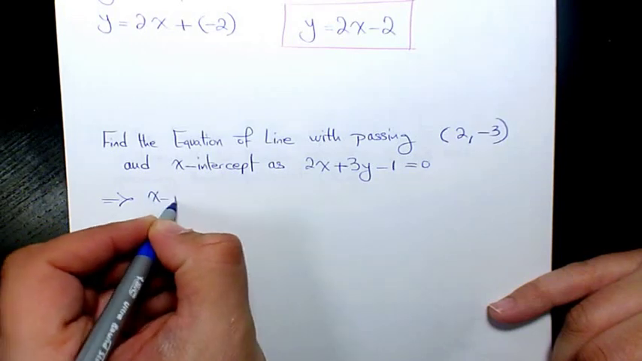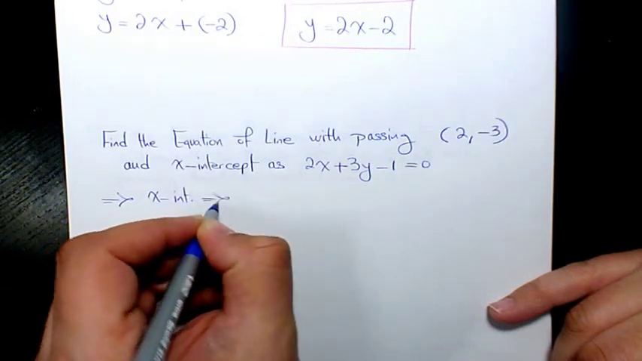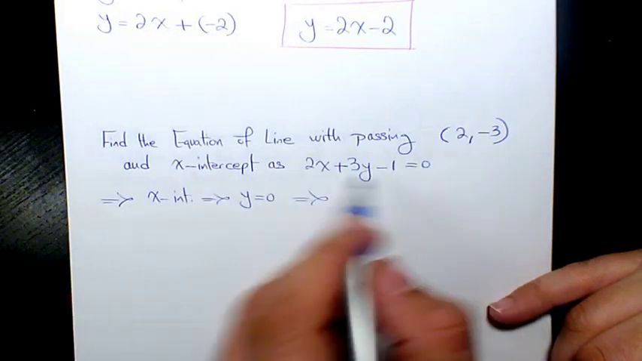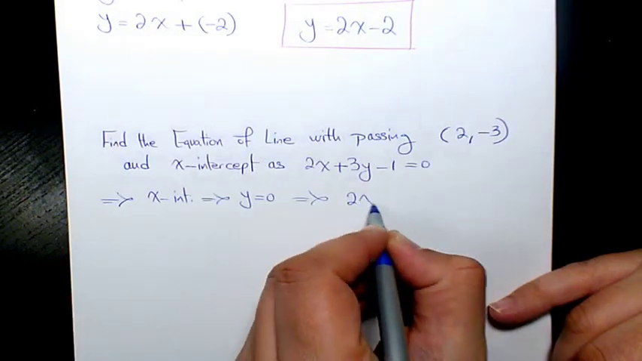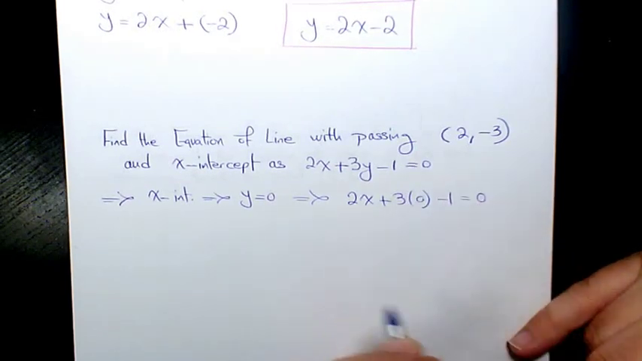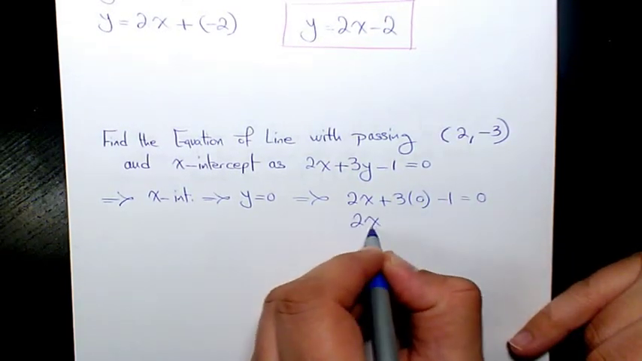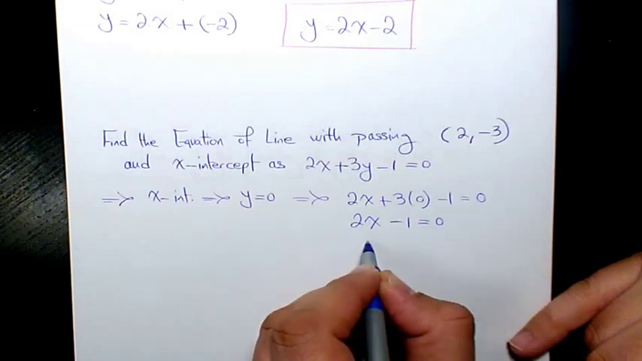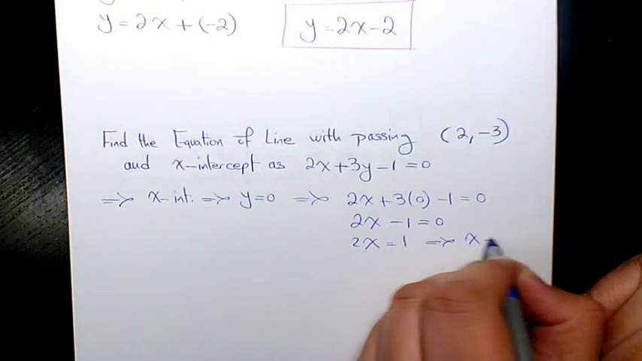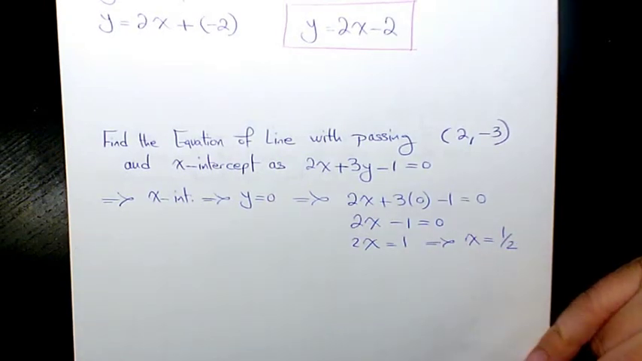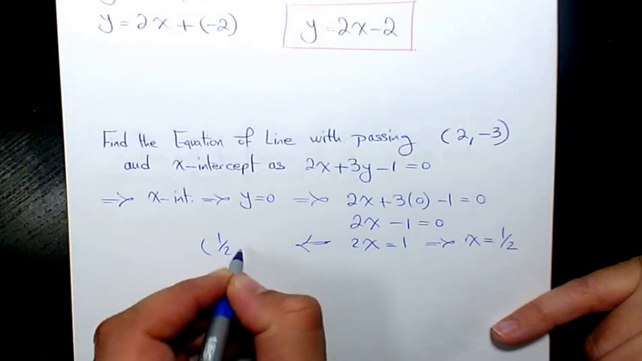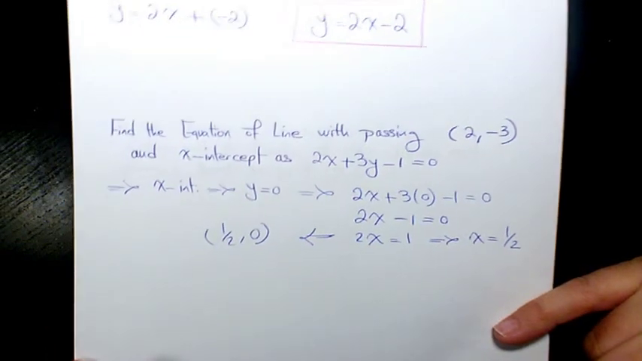You don't have to do it, because it says x-intercept as this one. So when we are talking about x-intercept, it means that the y is 0. So let's find out the x-intercept of this line. It's going to be 2x plus 3 times 0 minus 1 equals 0. So it's going to be 2x minus 1 equals 0. So 2x equals 1. And we can say that x equals 1 over 2. So we can conclude that the x-intercept is 1 over 2 and 0.